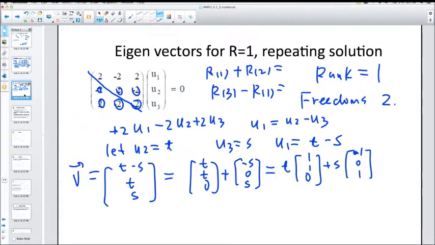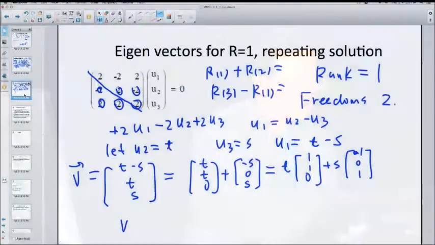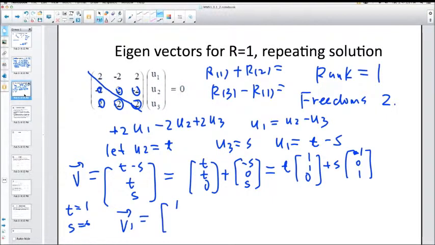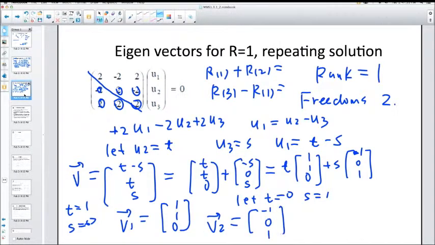Well, I don't need this t and s. To make it easier, I have 2 eigenvectors. Let t equal 1, s equal 0. I get the first one, this. And now let t equal 0, s equal 1. I get the second vector, (-1, 0, 1).